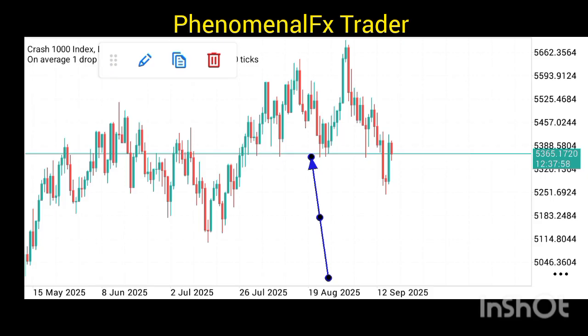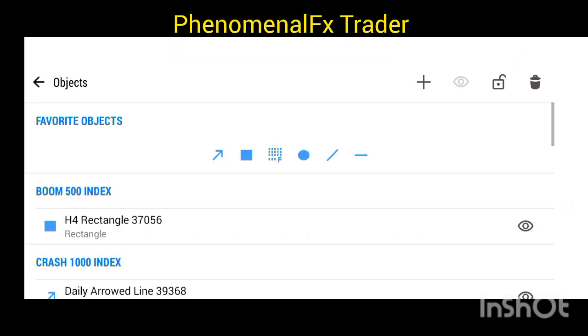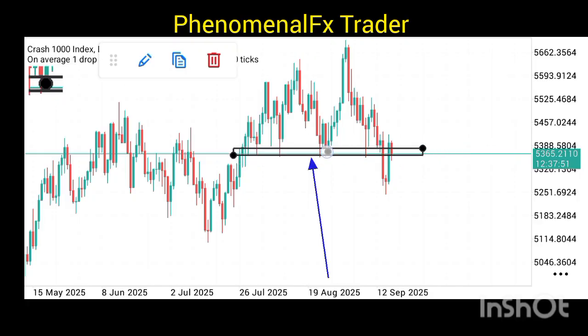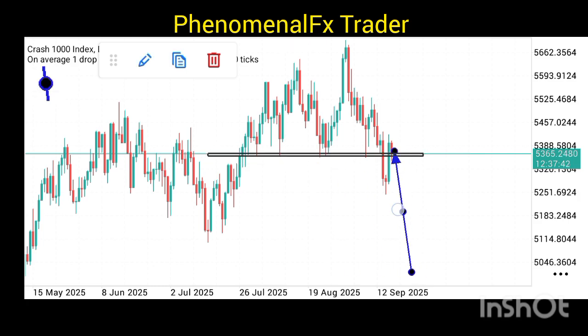Let me get a rectangle to mark that zone. Okay, so this is it. And also, if you look closely, you will see that we had a drop base drop setup here before the market broke out. You can see this is a drop. Let me put this on the line this way. This is a drop base drop setup that was formed before the market broke out of this consolidation, this support zone. So now the market has come back to retest this zone before it will buy.